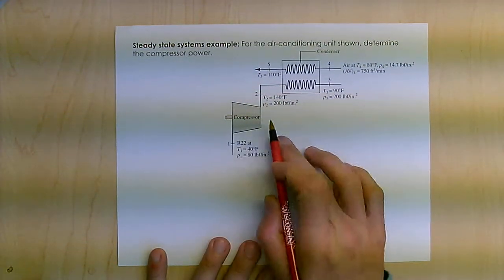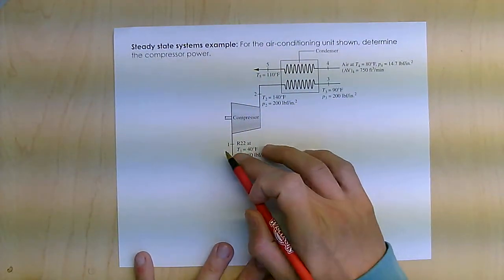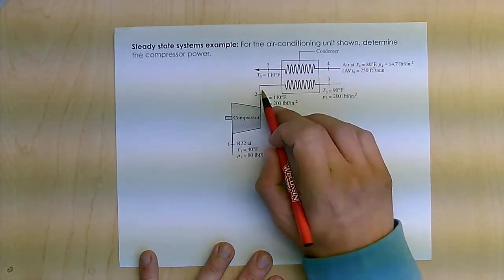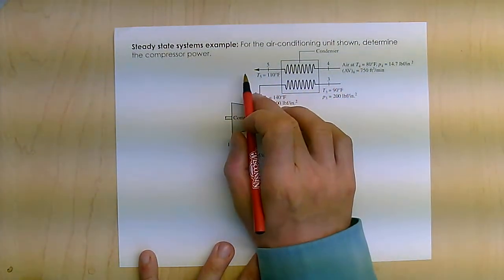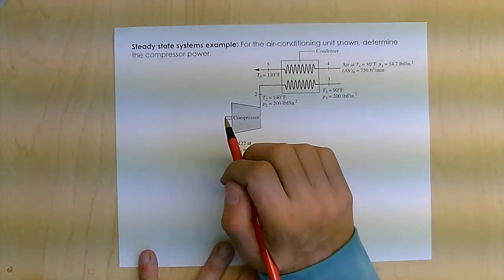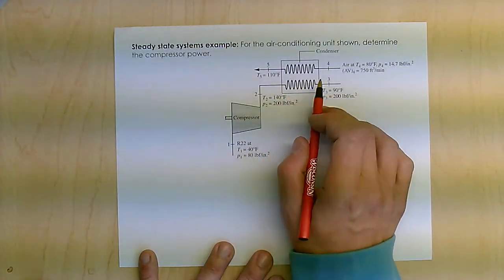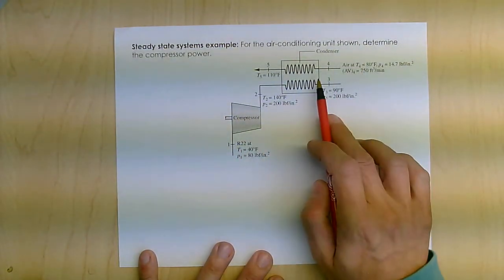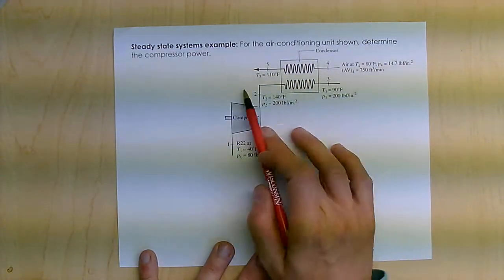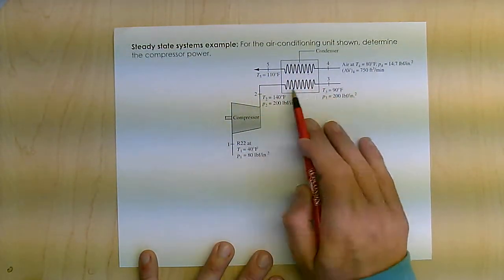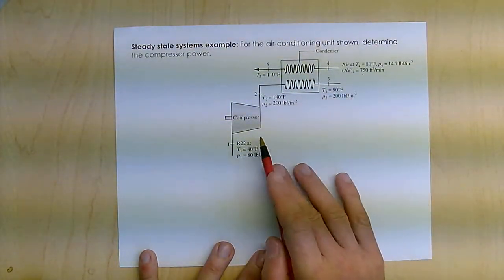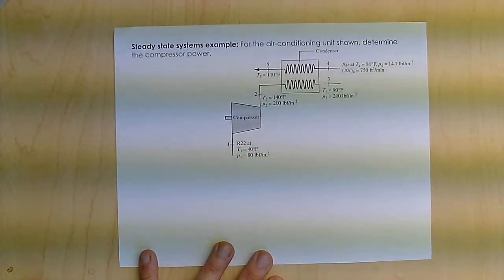Okay, I've got an air conditioning unit here where refrigerant passes through a compressor, then through a heat exchanger, which cools down the air coming through here. Actually, I guess this is on the outside, so it's actually heating up the air before it dumps it outside out here. Okay, and I want to find the power in my compressor.